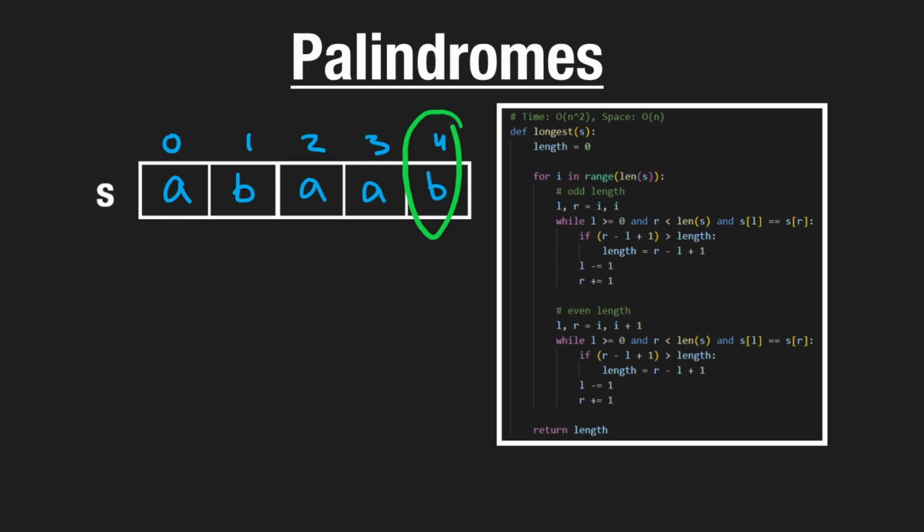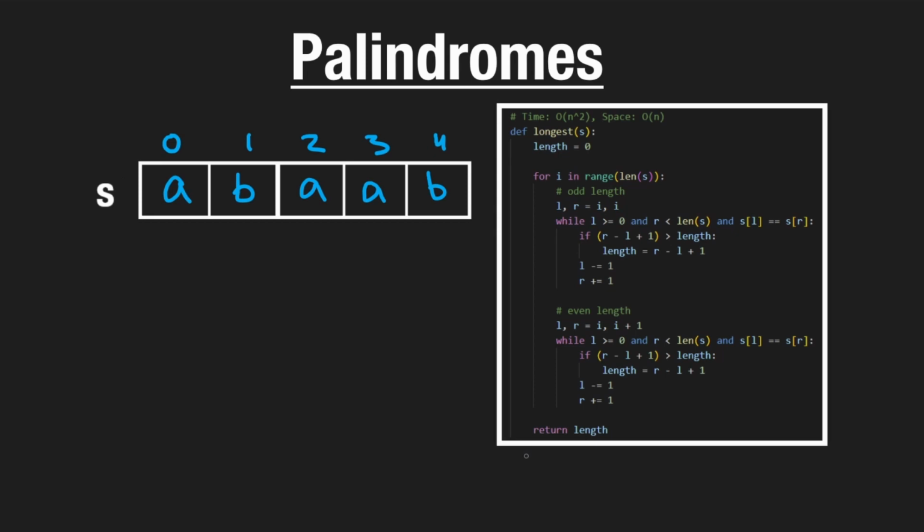When we get to index 4 and we try to expand for odd length substrings, we know, of course, we're going to go out of bounds pretty much immediately. And then we're going to try the same thing for even length substrings. We're going to have our left pointer here and our right pointer is going to be initialized over here. And then immediately the loop is not going to execute because our right pointer is already out of bounds. So we wouldn't execute that.